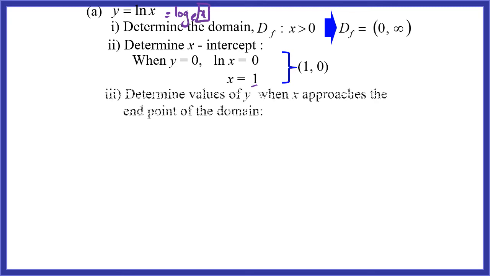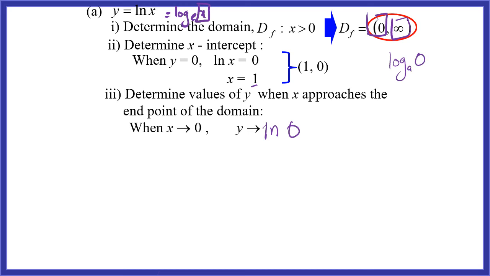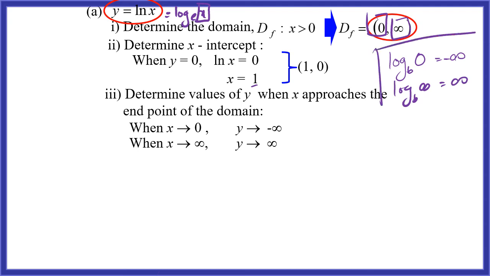And then the next step is to find the value of y when x approaches the endpoints of the domain. What are the endpoints of the domain? 0 and infinity. When x approaches 0, y approaches natural log of 0. Log to the base of anything of 0 will be negative infinity. That's why y is approaching negative infinity. And for x approaching infinity, y will approach natural log of infinity. Log to the base e of infinity is always infinity. So the basic formulas are log to the base b of 0 equals negative infinity, and log to the base b of infinity equals infinity. You just have to remember this, the same as a to the power of negative infinity and a to the power of infinity.